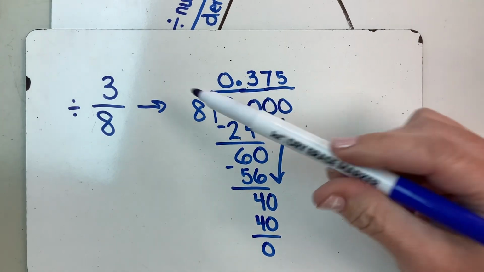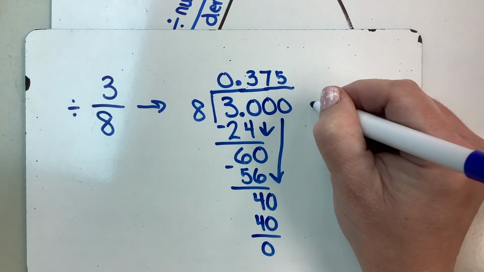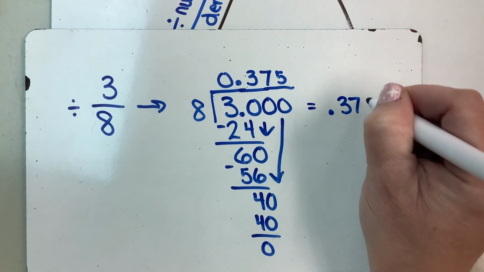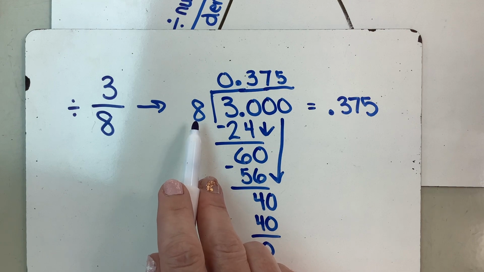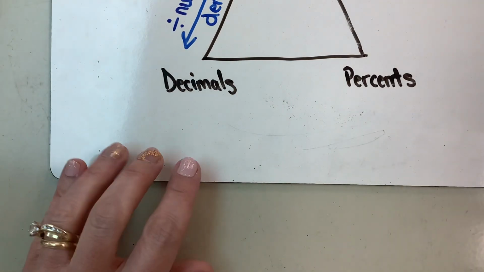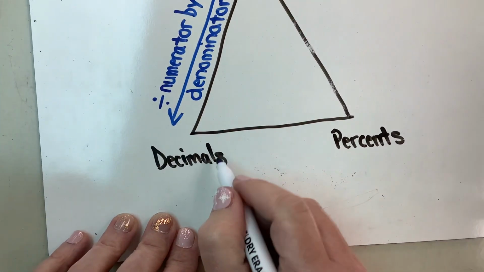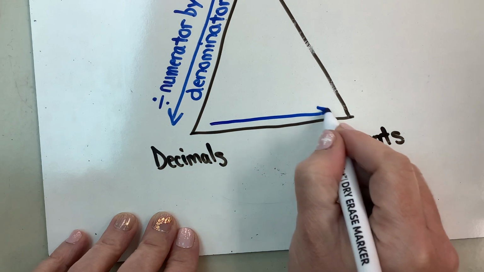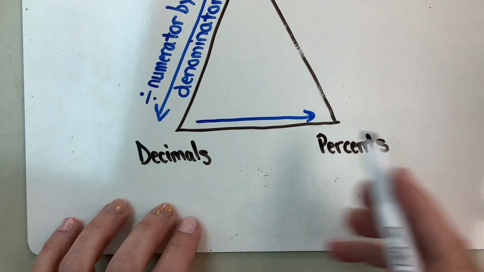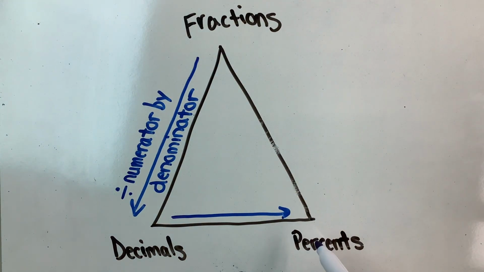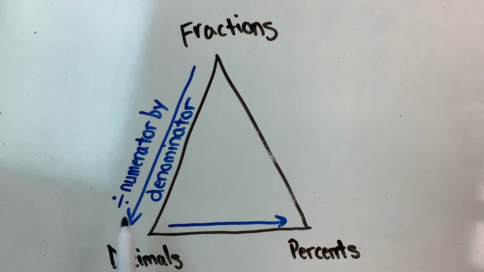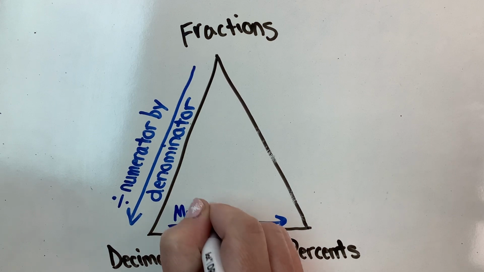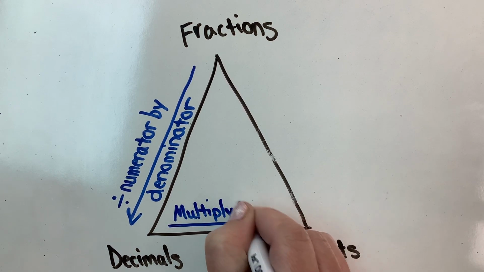So when we have a fraction, we can turn it into a decimal by taking the numerator, the top number, and dividing it by the bottom number, the denominator. Now, once we have a decimal, we can turn it into a percent. Fractions don't always become percents very easily unless they're easy ones. It is much easier to take your fraction, turn it into a decimal, and then take your decimal and turn it into a percent. To do that, you're going to multiply by 100.